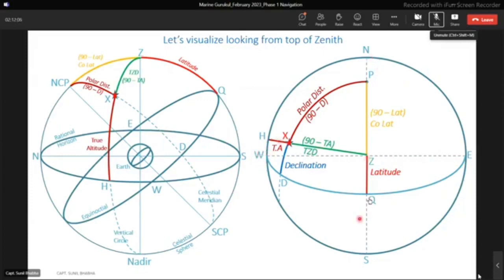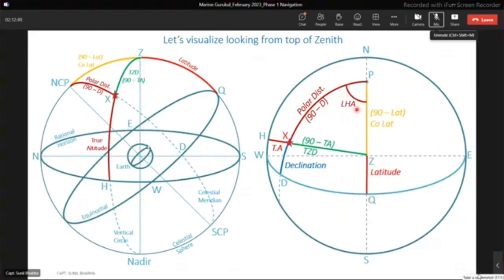The right side in this diagram represents the easterly direction, and this side represents the westerly direction. So angle P is the angle at the celestial pole contained between the celestial meridian of the observer and the celestial meridian of the body measured westwards. This is the definition of LHA, local hour angle of the body.